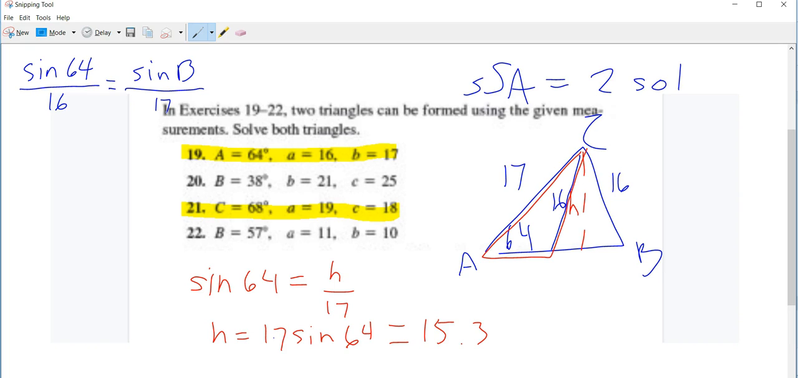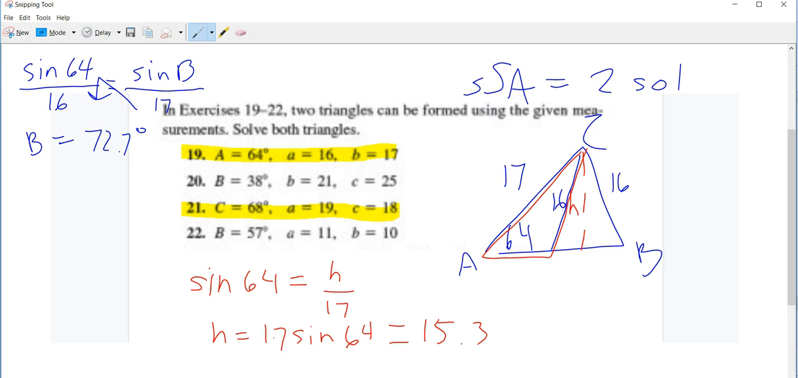And then invert the sine because we don't know what the angle is. I got a B value of 72.7. Any questions on how we cross multiplied that? We're just multiplying these two and dividing by that one. And of course we had to invert the sine to find angle B. You guys all got that?